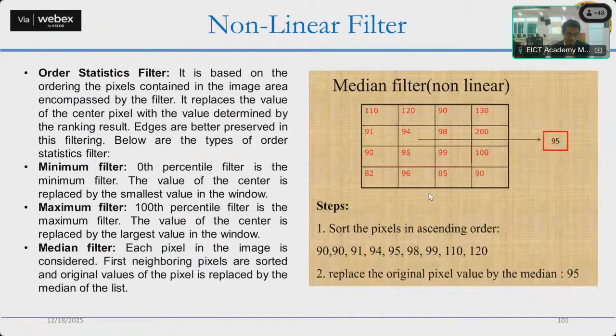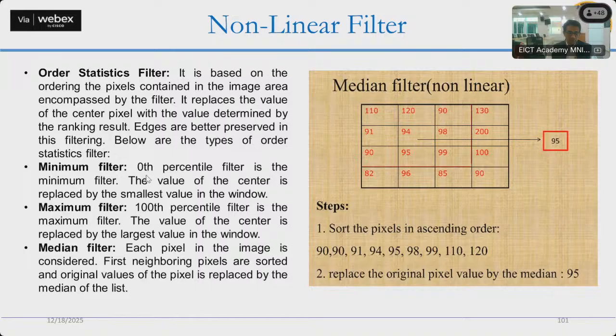See, now we come to the part non-linear filter. So what happens in a non-linear filter? In a non-linear filter, it is not simply the multiplication, it is something more, so that you will see. In non-linear filters, many types are there. First, we take the median filter. So what happens in the median filter? It replaces the value of the central pixel with a value determined by the ranking result. Edges are better preserved in this filtering.